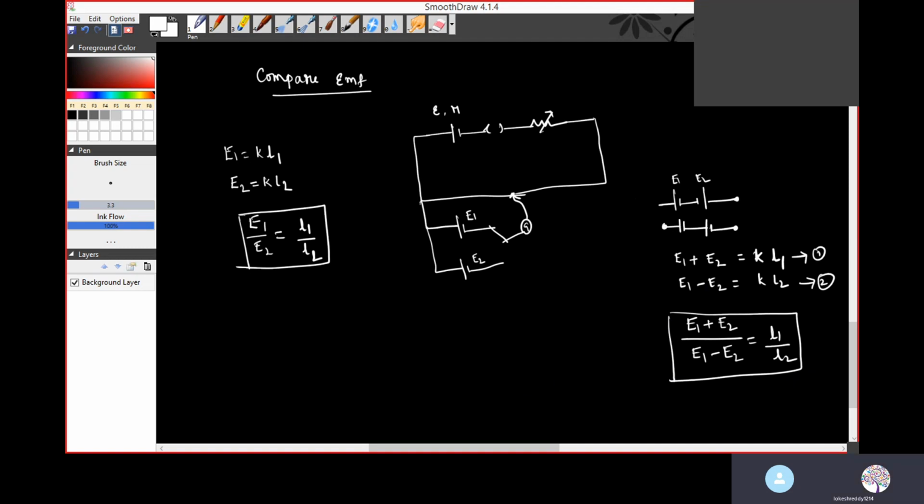So this is how we use the potentiometer. This is about how to compare the EMFs.